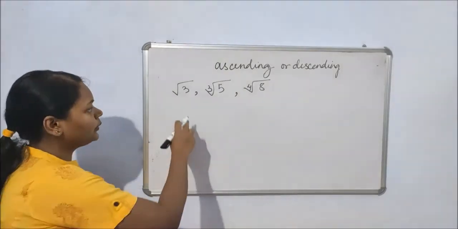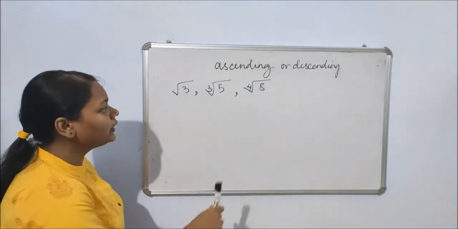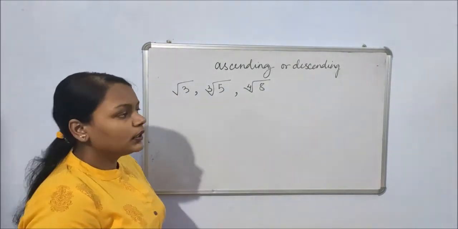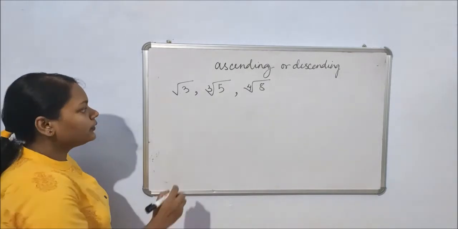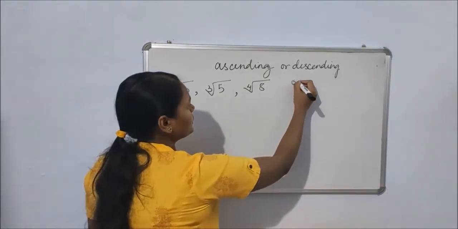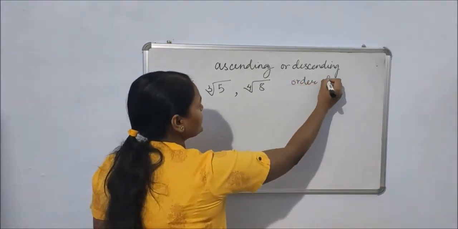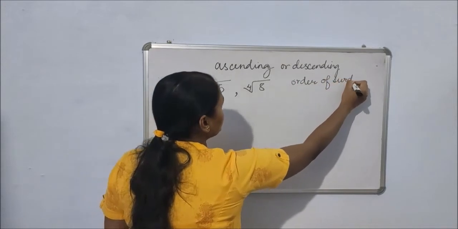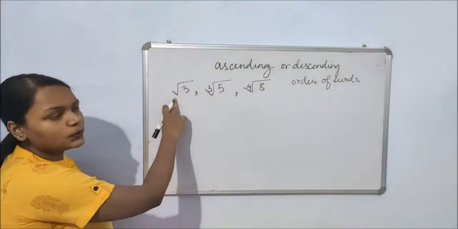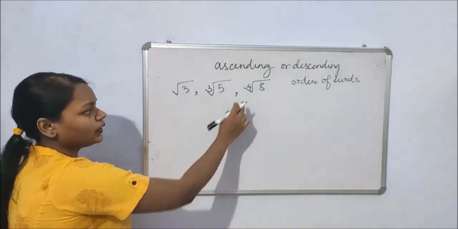Now, my second type was root 3, cube root of 5 and fourth root of 8. Now, how to begin with this one? We will see the order of surds. First, we will see what? Order of surds. Here the order is 2, here the order is 3 and here the order is 4.